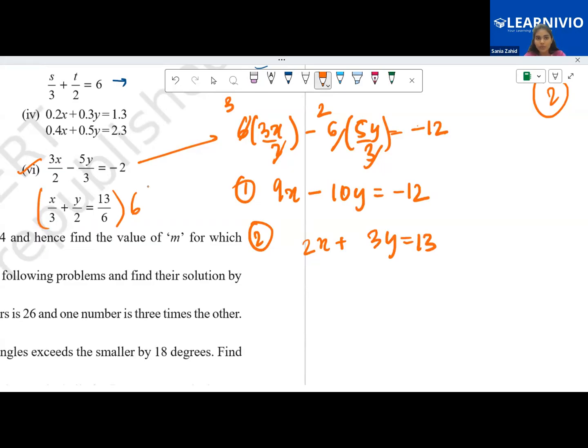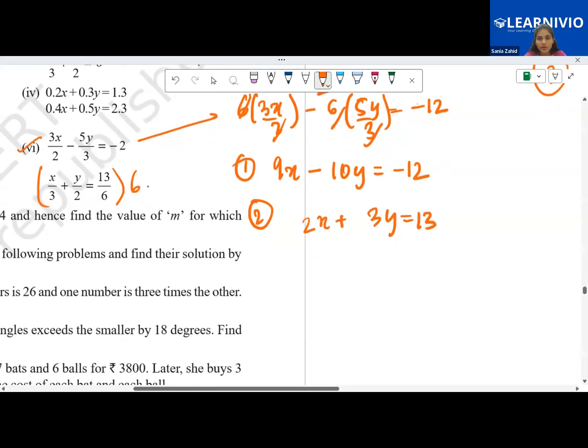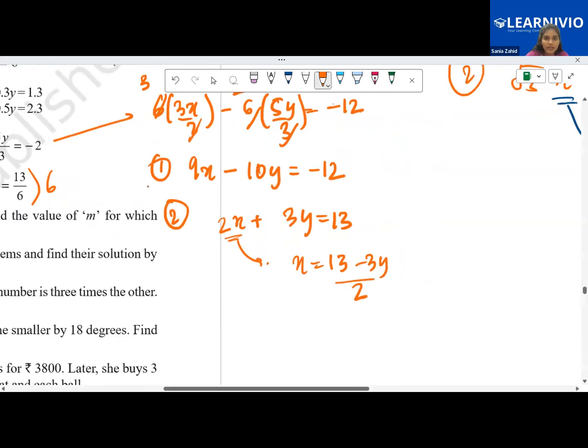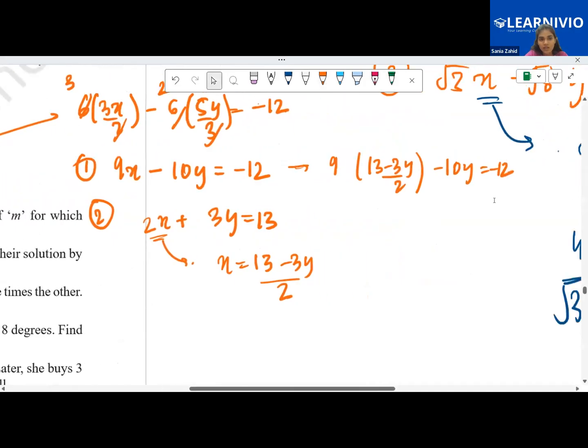I'll find the value of one variable. I can take this 2x since it has the lowest coefficient. So x is equal to (13 minus 3y)/2. Now I will substitute over here. So I get 9 into (13 minus 3y)/2 minus 10y is equal to minus 12. All right? You understand this much? Yes. So see, now this can't be cancelled.